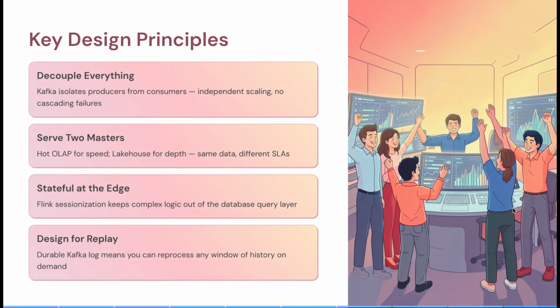Now at the core of this architecture that we discussed, there are a few key design principles that we should know. First of all, we decouple the components to allow independent scaling and fault isolation. And we serve both real-time and historical use cases using different storage systems. Also, we push the complex logic into the stream processing layer instead of the query layer, and we design for replay by retaining the data in Kafka so that we can reprocess it whenever needed.